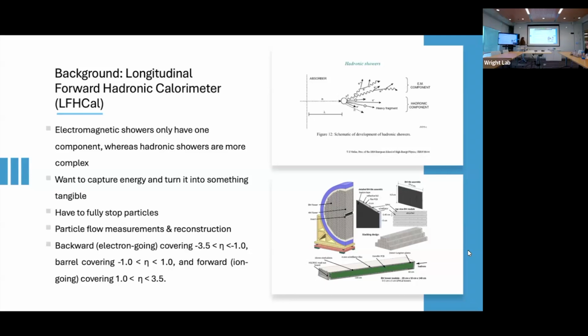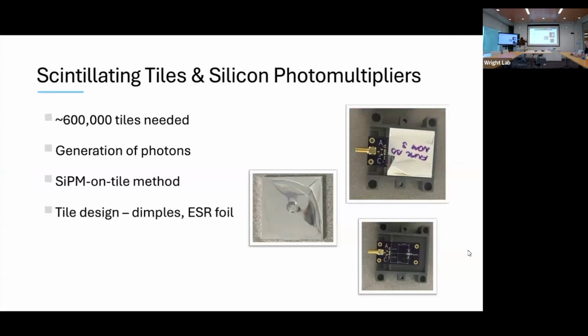Also, specifically for the LFHCal, because it's in a region of high pseudorapidity between 1 and 3.5, angular resolution and tracking momentum worsens a lot in that range. So high granularity is required, which is why about 600,000 scintillating tiles are needed.